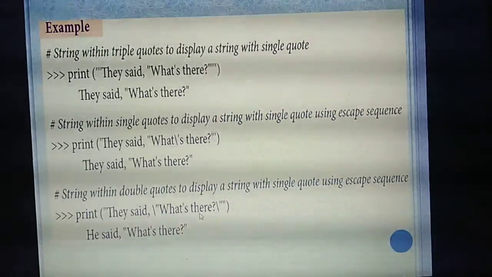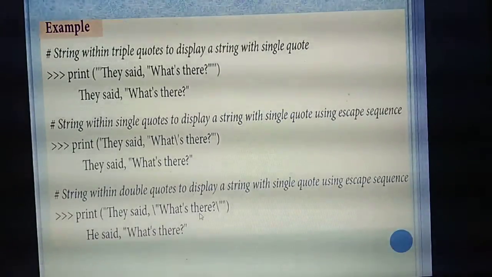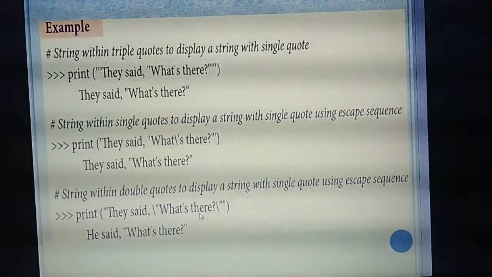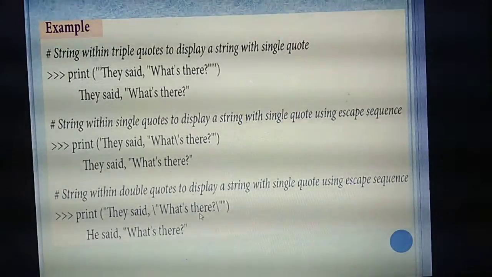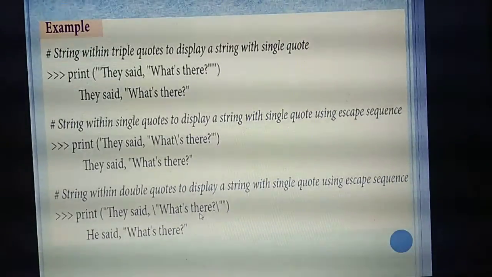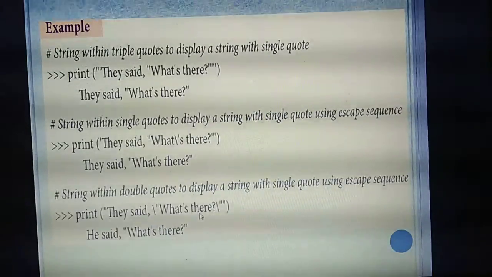Understand about escape sequence? So what's the use of escape sequence? If some letters start with single quotes or apostrophes, you can't give them inside single quotes. But using this backslash character, you can give them in single quotes as well as double quotes using the backslash symbol. Understand?